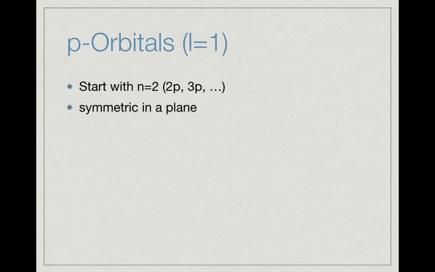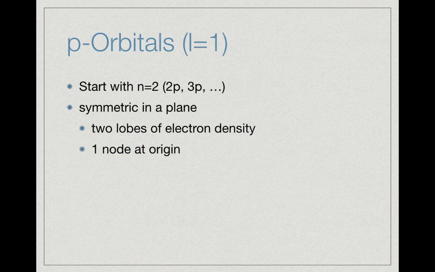These are symmetric within a plane. They are not spherical like the s orbitals are. And really what they look like is dumbbells, because they have 2 lobes of electron density. If you can imagine drawing a figure 8 along an axis and then spinning it, it's kind of what a p orbital would look like. We'll take a look at some here in just a moment. They do have 1 node of 0 probability right at the origin, where our 3-dimensional axes meet.